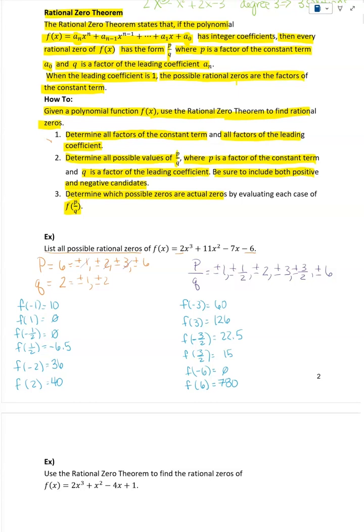So my zeros are 1, negative 1/2, and negative 6. It's kind of not in the right order, but there's my zeros.